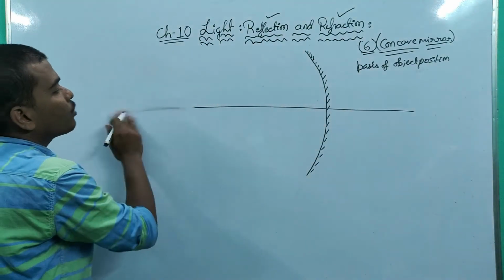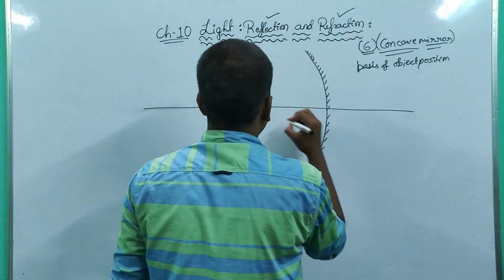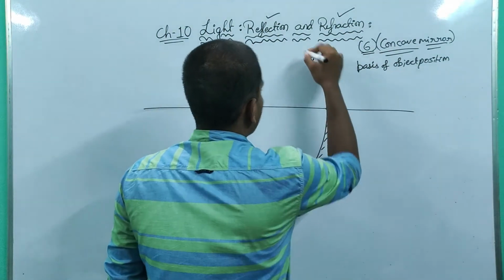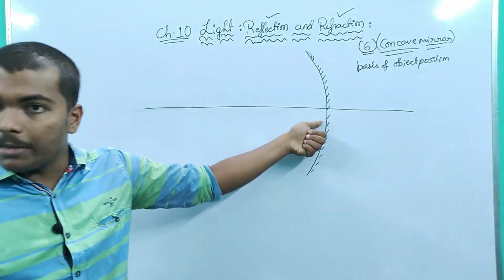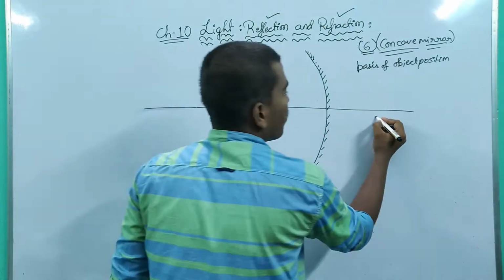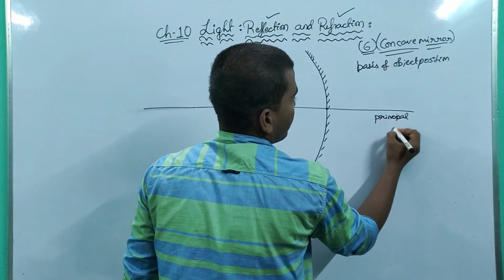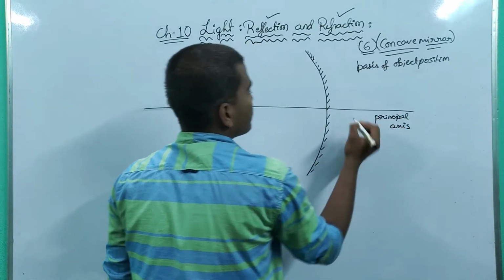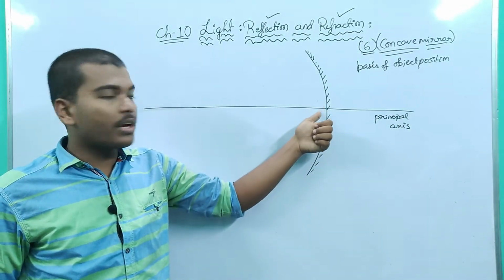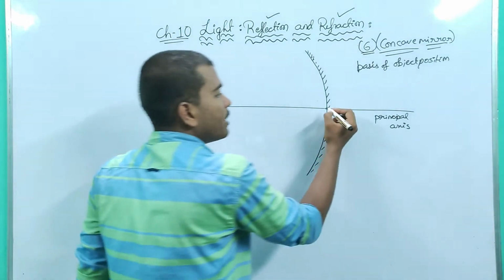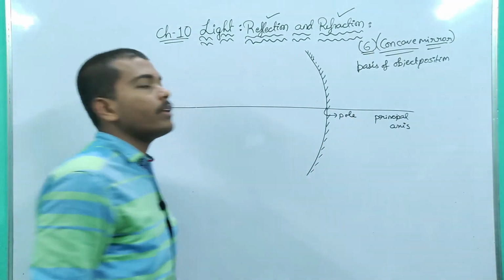Okay, before that I will tell you some terminology. Like this line which crosses the concave mirror nearly in half, nearly in the midpoint, this line is called the principal axis. Please write it down. Principal axis is the line which passes through the center of the concave mirror. This point where it meets is called the pole, right?